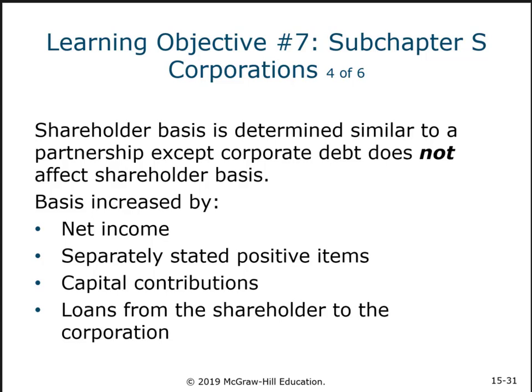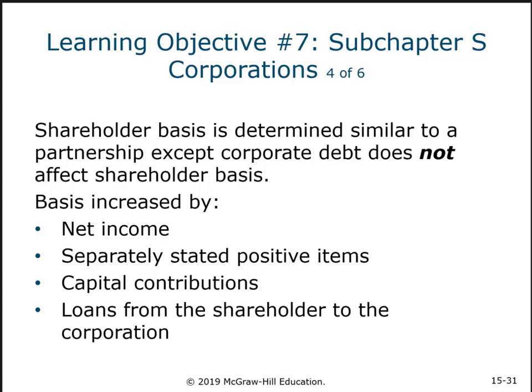The amount at risk is my basis. The basis is typically the amount that I originally invested in the S corporation. That can go up when net income goes up, and by any separately stated items. They increase my basis. If I put more money in, my basis increases. All right?